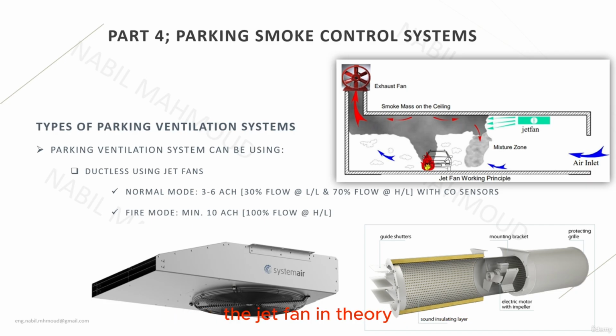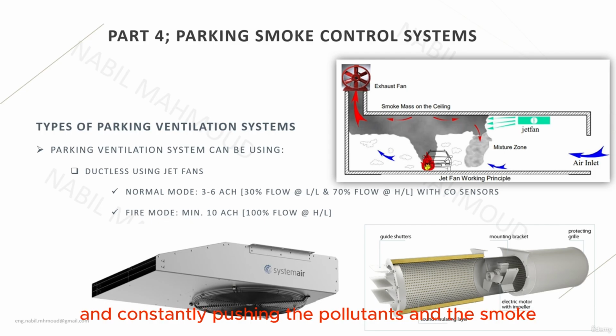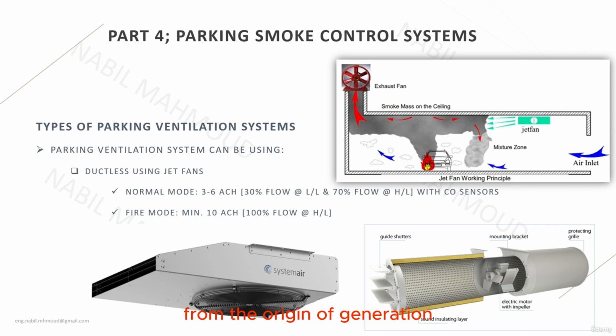jet fan. The jet fan in theory is utilized in order to push the air from the fresh air point up to the exhaust point, which means that you are constantly providing fresh air supply into the parking and constantly pushing the pollutants and the smoke from the origin of generation to the nearest exhaust point. And you can see an illustration for the concept of operation in the figure at the top right side of the screen.